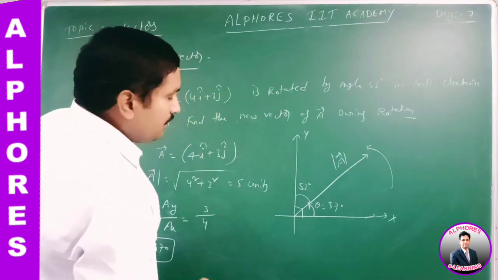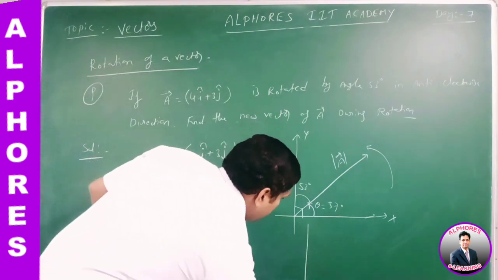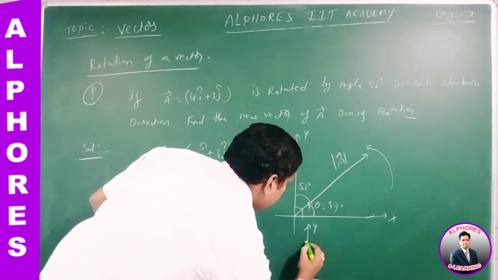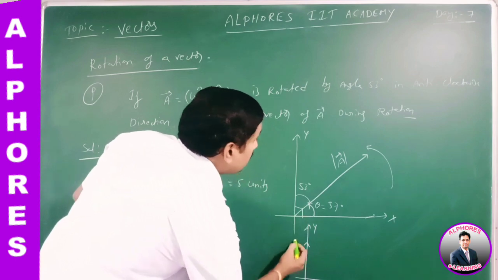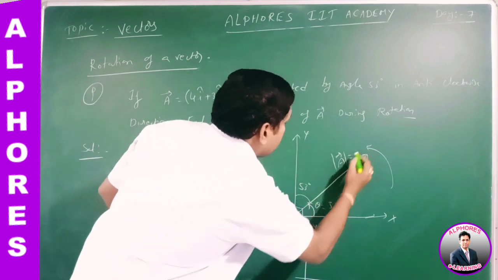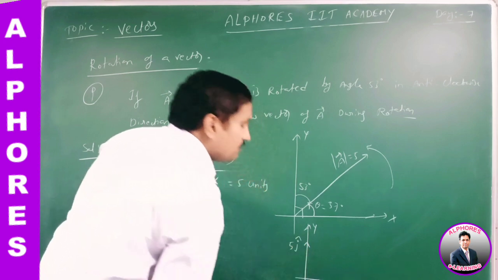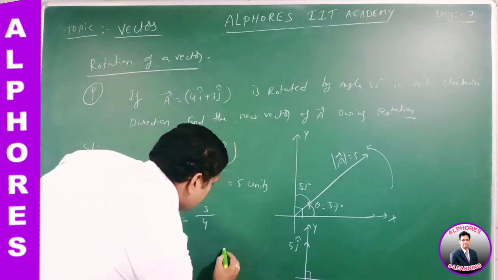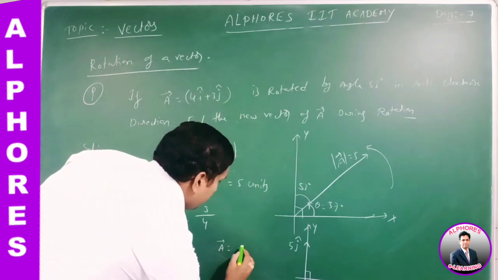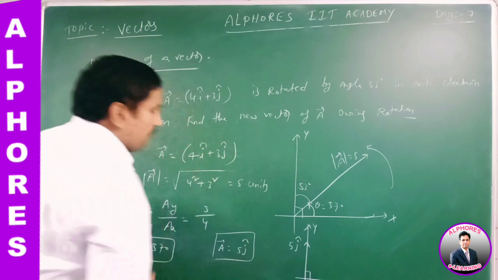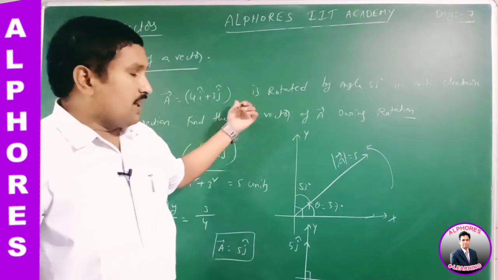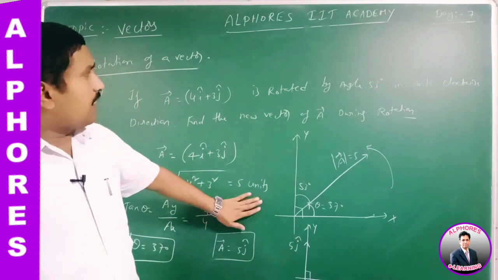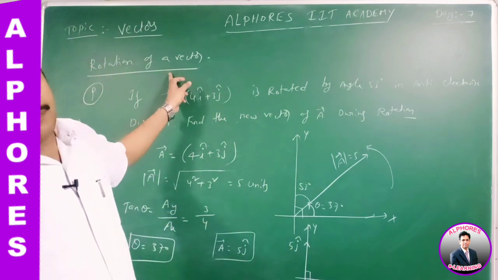What is the new vector after rotation? This is the x-axis, this is the y-axis, and this is the vector. What is its magnitude? 5, so it is 5j cap. After rotation like this, the new vector is a bar equal to 5j cap. This is the new vector formed by rotating the given vector through 53 degrees in the anti-clockwise direction. So this is the concept of rotation of a vector.